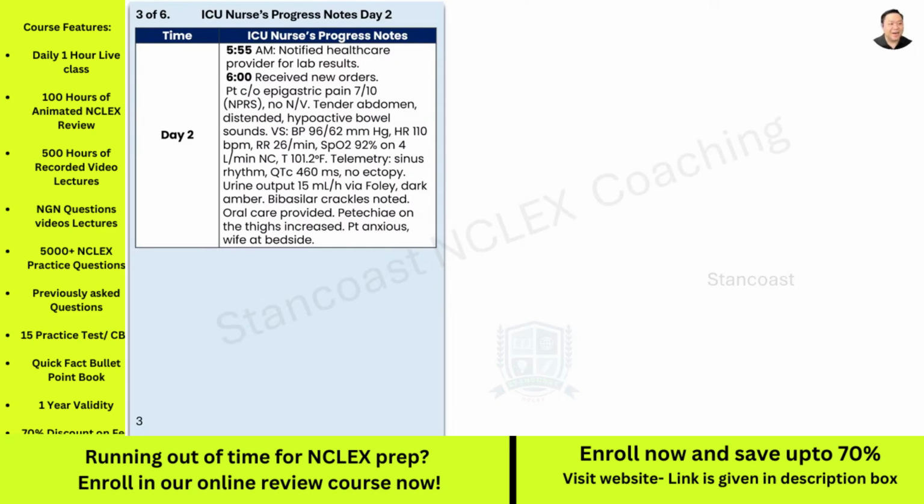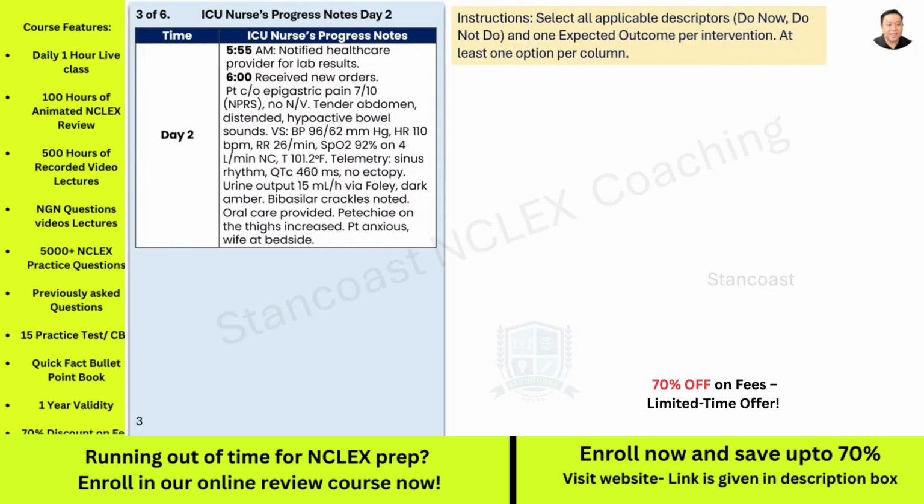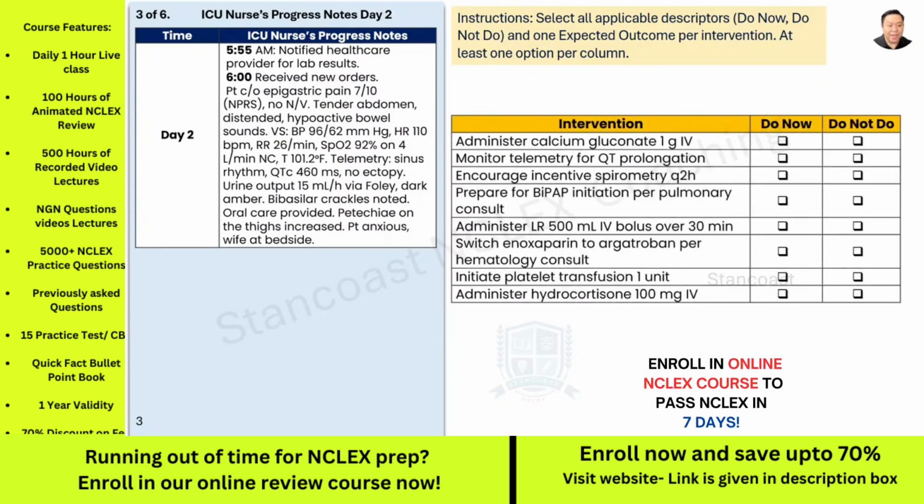All right, you can pause this video at this time if you want to go back into those important details. And right now, we'll proceed. You can, again, pause the video momentarily. Now, how are you going to answer this question? We have the instruction here. It says, select all applicable descriptors, do now, do not do, and one expected outcome per intervention. At least one option per column. So we have the table right here.